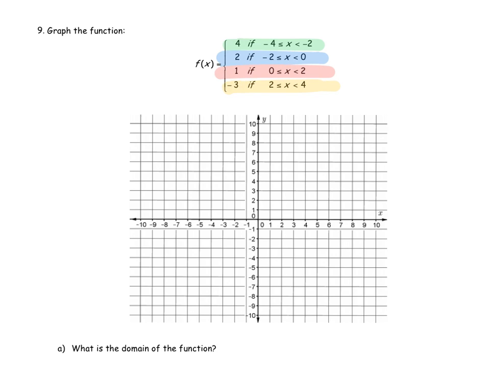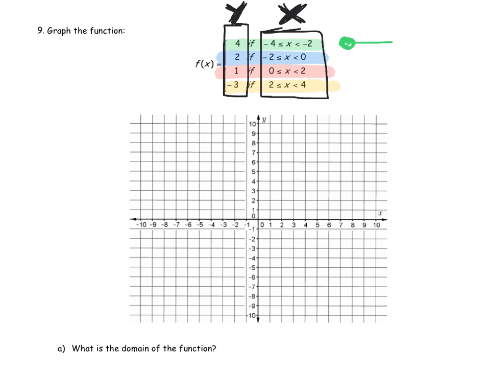Awesome. So for the first one, the values on the left-hand side are my y values, and the values on the right-hand side are my x values. Okay? So we have between -4 and -2, and this is closed and then open, right? So between -4 and -2, my y value is 4.